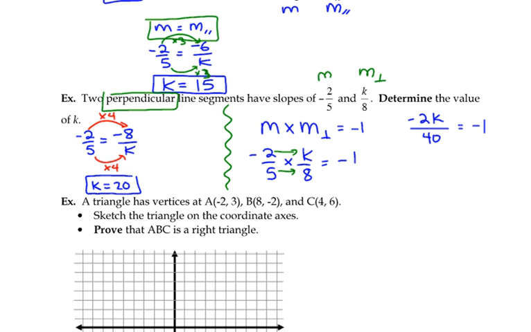First, let's get rid of the fraction first. So multiply by 40 to both sides. You get negative 2k equals negative 40, and then divide by negative 2. So k equals 20. Okay, now the second way seems harder, but the nice thing about it is you just plug it into the formula and then solve. The second one, you have to remember to take the negative reciprocal of that second fraction in order to set them equal to each other. Because they're perpendicular, this is not equal to that. It's equal to the negative reciprocal.